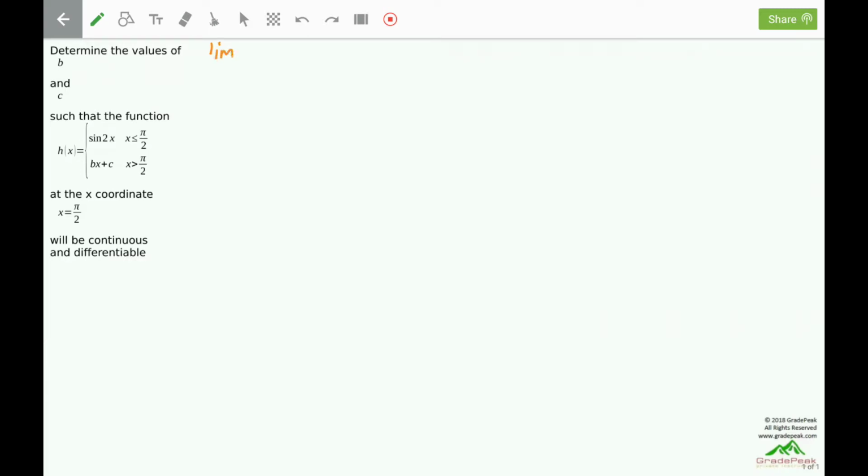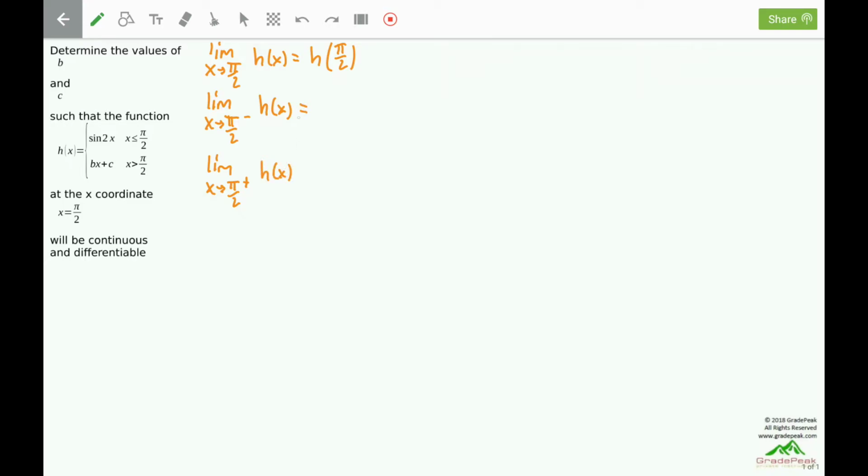Let's start with continuous, which requires the limit as x approaches the x-coordinate of pi over 2 from both sides of h of x will equal h evaluated right at pi over 2. H of x here is a split expression function that happens to split right at the x-coordinate of pi over 2. So to work out the two-sided limit, we do have to work out the two one-sided limits separately. So we will have the left side of pi over 2 of h of x and the right side of pi over 2 of h of x.